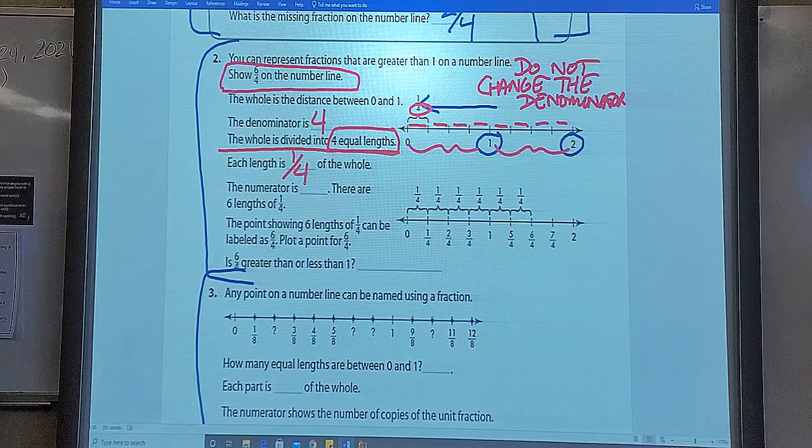Imagine you have, instead of a line, imagine you have a pizza. And you have 4 slices of the pizza. If I asked you, how many would one slice be, what would you tell me?